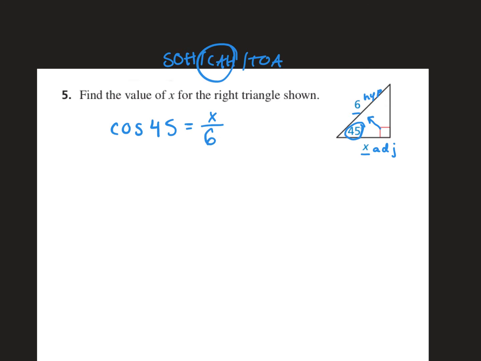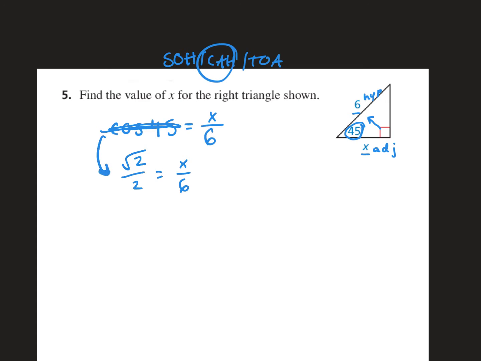So we need to go back to that chart and see what the cosine of 45 degrees is. So cosine of 45 is square root 2 over 2. And that's equal to x over 6. So I just looked at my chart to see what the cosine of 45 is and plugged that in here. So I'm just replacing cosine of 45 with that square root 2 over 2.